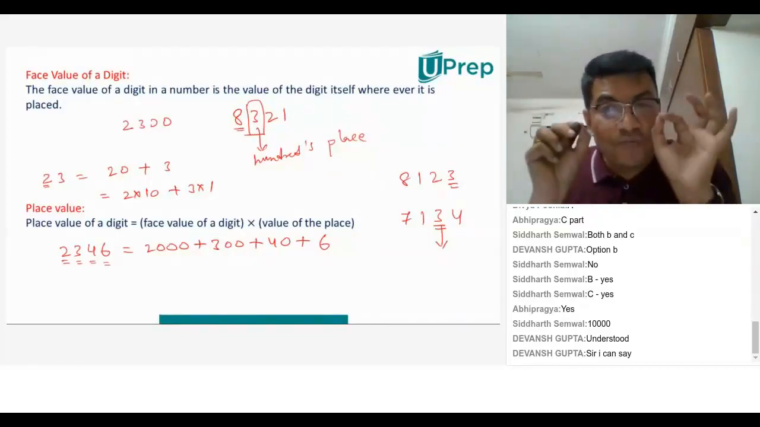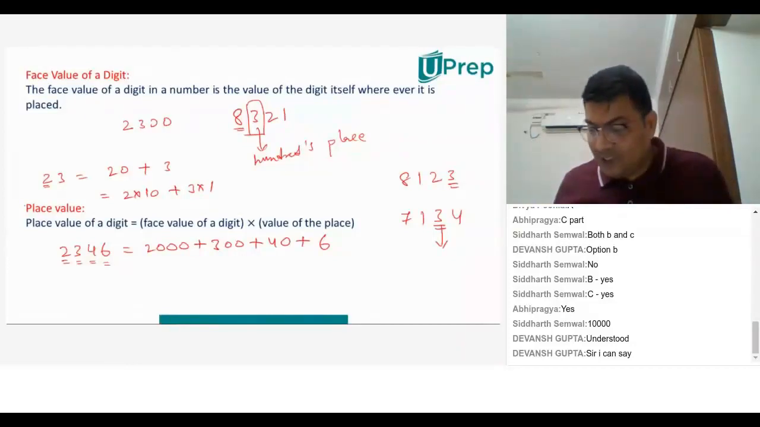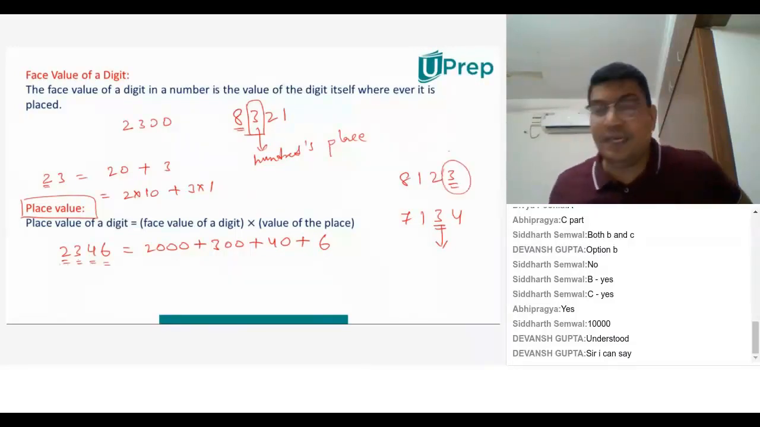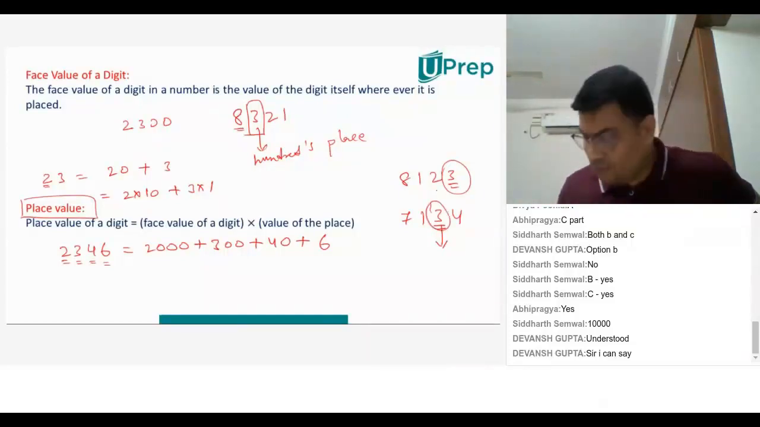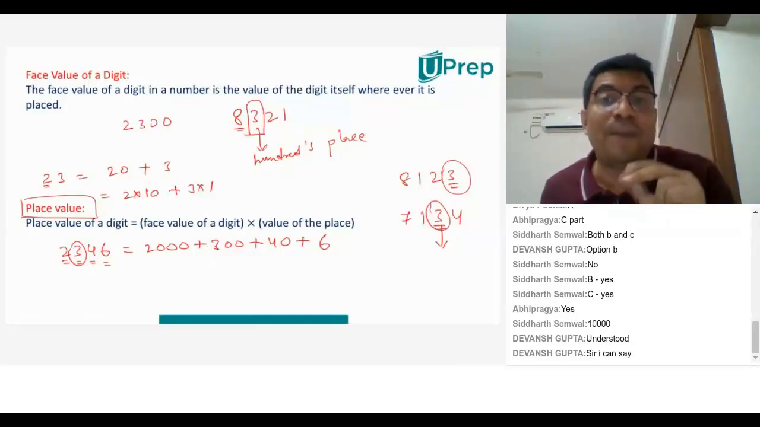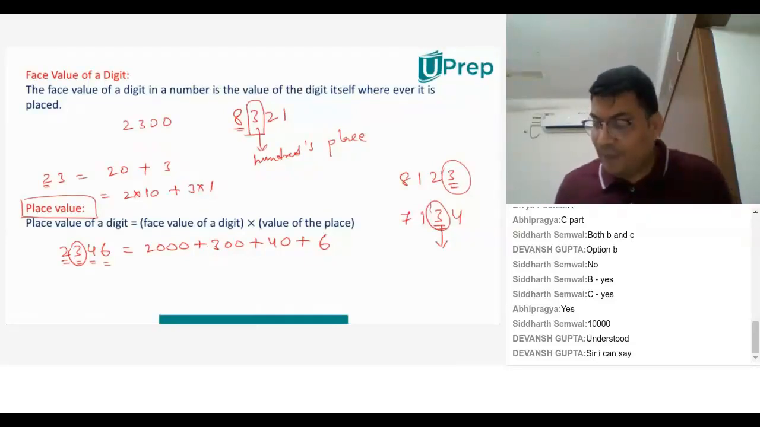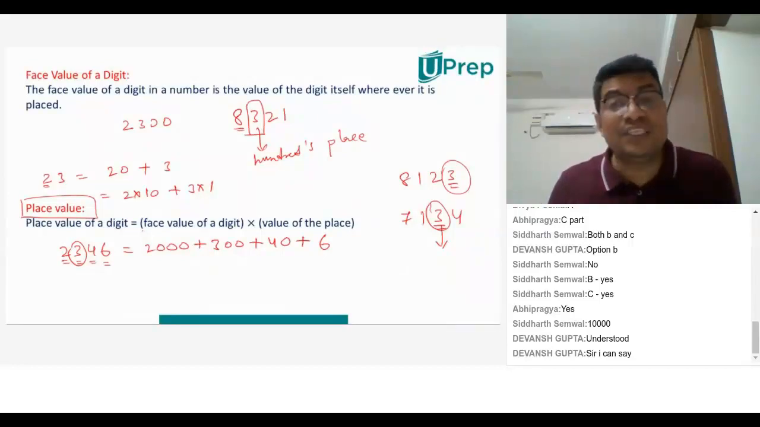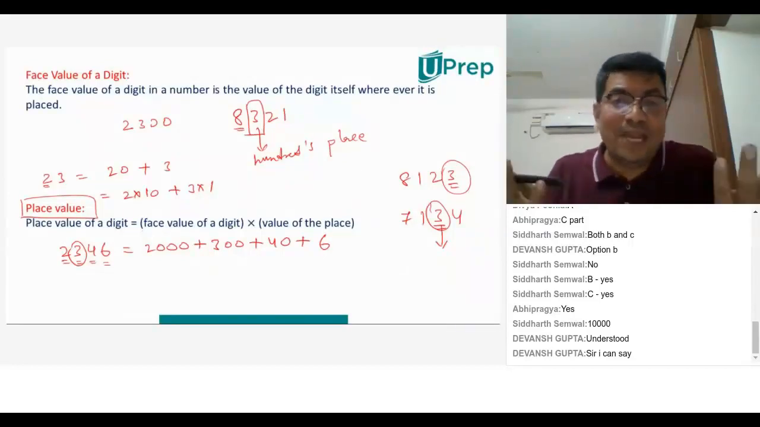So that's the reason for place value: depending on which place the digit exists, the value changes. For example, when this 3 is in the units place, the value is 3. In the tens place, it is 30. In the hundreds place, it is 300. As the place changes, that value is called place value. So the place value depends on the position in which the digit exists. Whereas the face value of a digit means the value of the face.